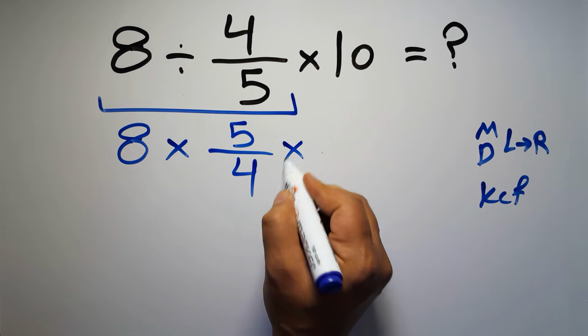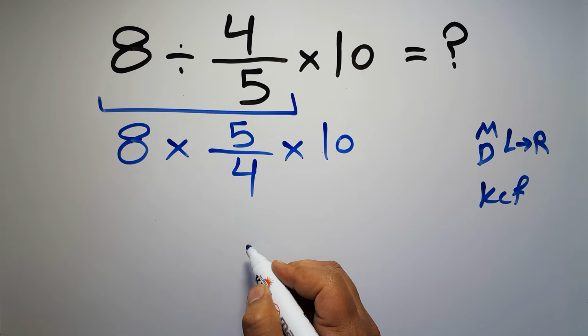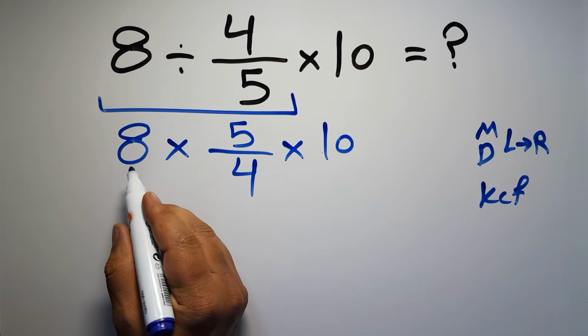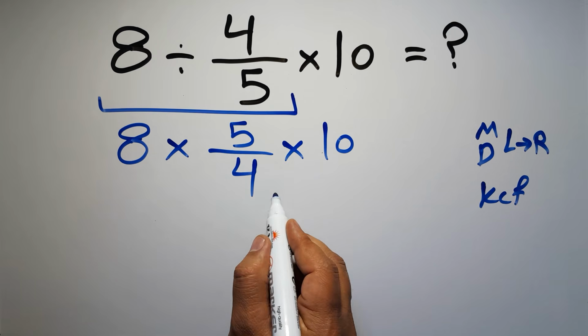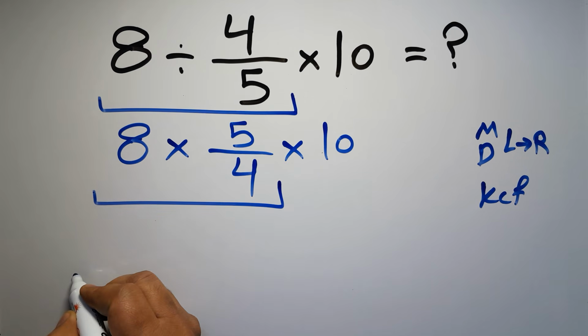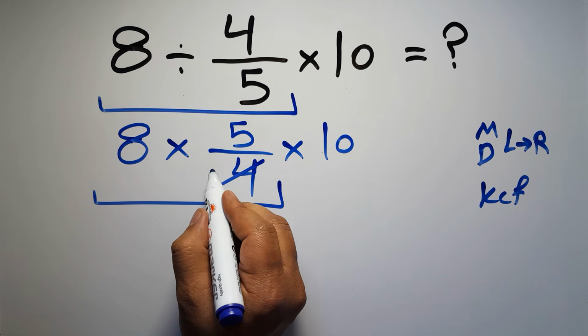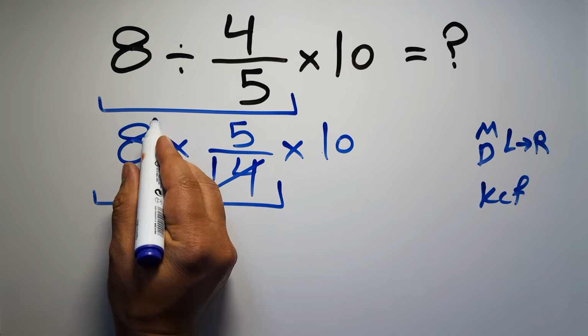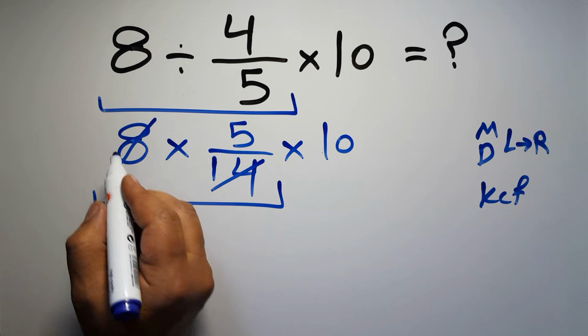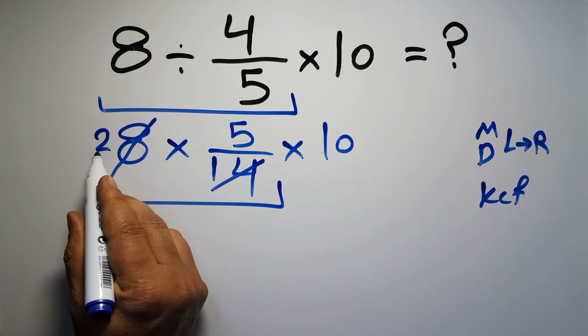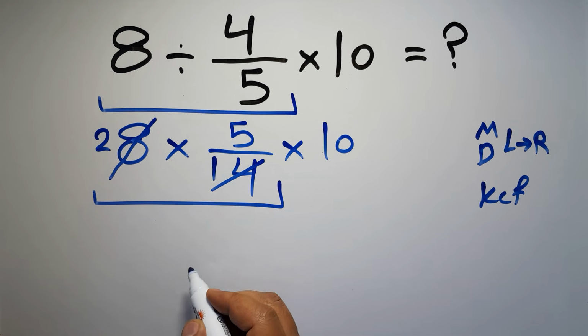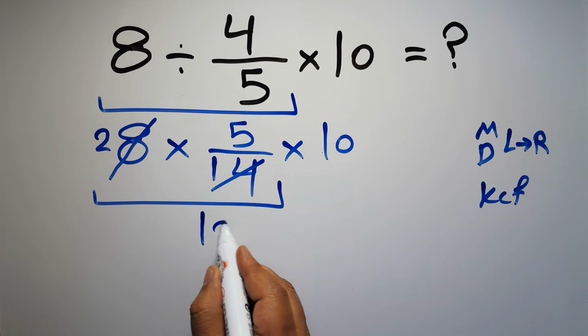And here we have times 10. First we do this multiplication. 8 times 5 over 4. 4 divided by 4 gives us 1, and 8 divided by 4 gives us 2. So here we have 2 times 5, which equals 10.